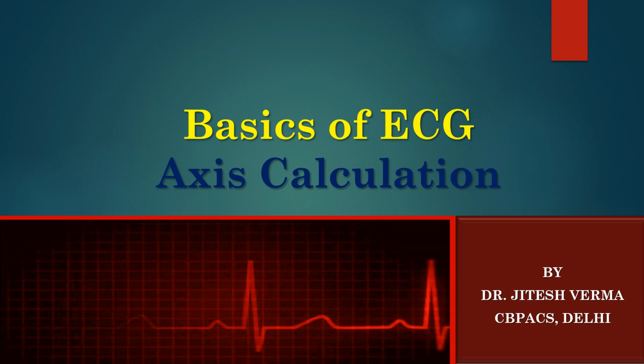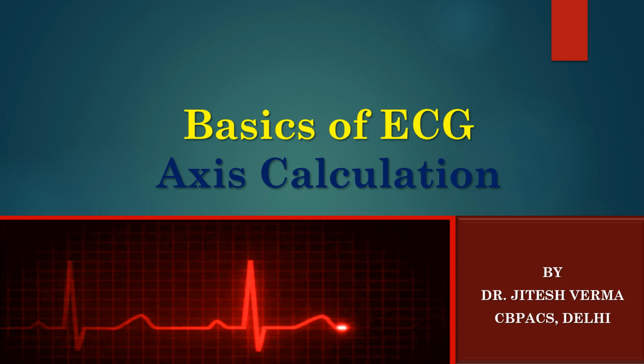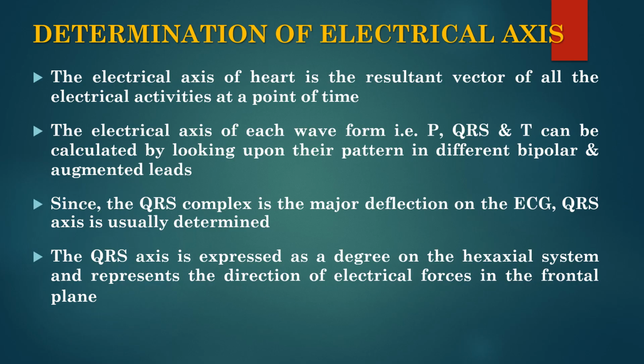There are 2-3 methods to determine the axis. Today's class will be more oriented toward the practice of this single method. Then in the next class we will discuss the other 2 methods for determination of the axis.